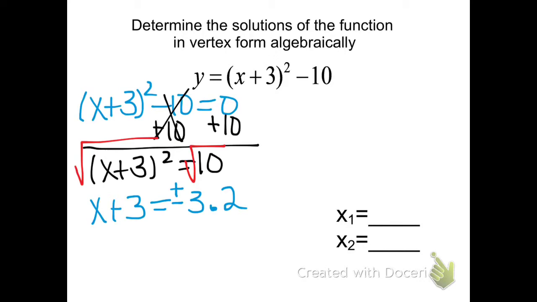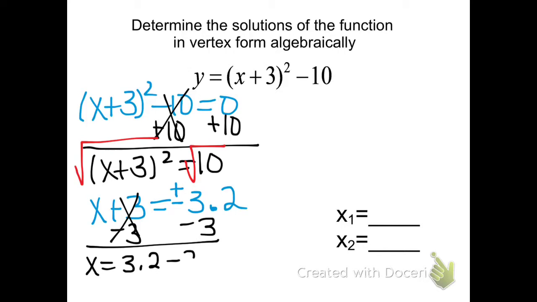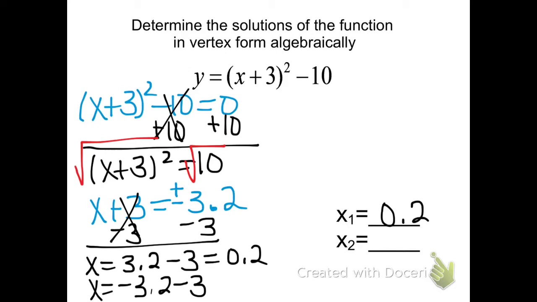So now in order to eliminate the plus 3, I'm going to subtract 3 from both sides. It cancels on the left side. So I know x equals 3.2 minus 3, which equals 0.2, which would be my x1 solution. And I know it could also equal -3.2 minus 3, which gives me -6.2, which would be my second solution. So that is solving algebraically in vertex form.